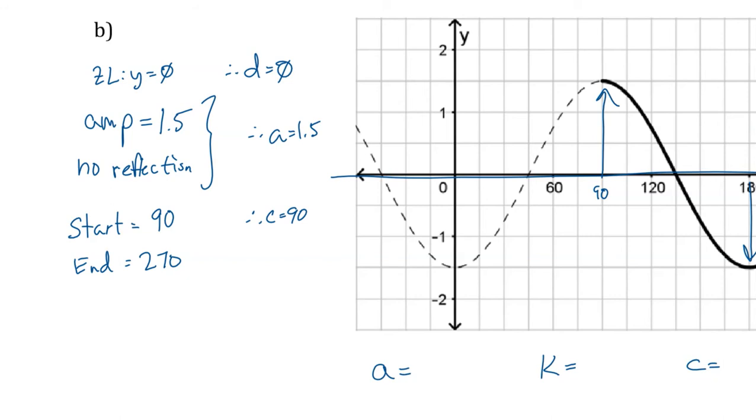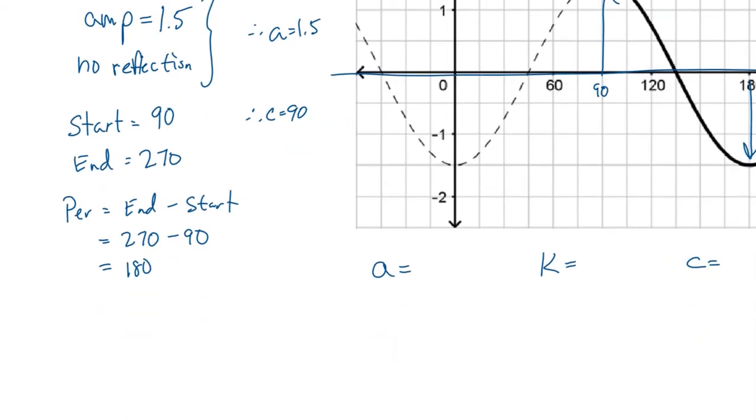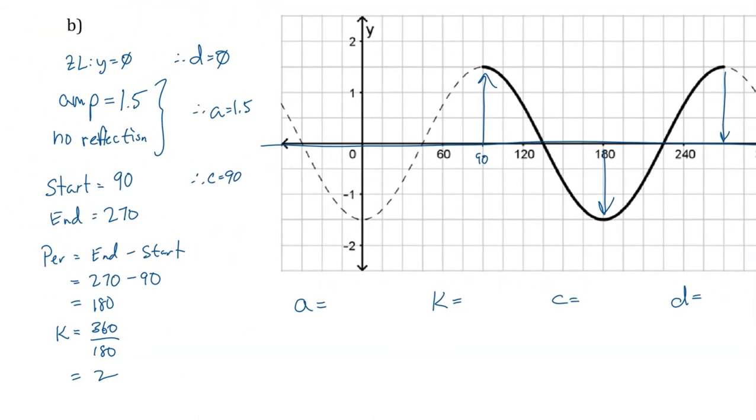How do I find the period? Yeah, N minus four. Right. So the period is the end minus the start. You don't have to write that down every time. You can just do 270 minus 90, which works out to? 180. 180, very good. And then from that, I can find the K value using our little formula that we have to memorize. 360 divided by the period. 360 divided by 180 is? 2. Very good. Looks like a bunch of you are ahead of me.